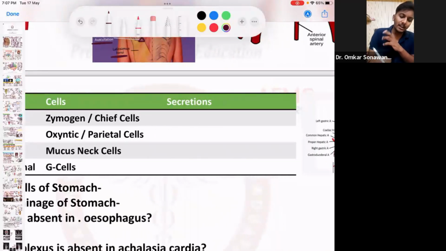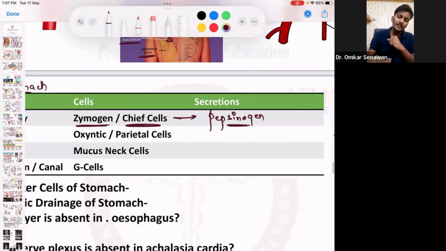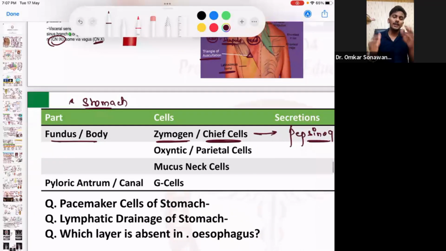Fundus या body में which cells are present? Zymogen cells, also called as chief cells, and they secrete pepsinogen. And pepsinogen is converted to pepsin. Pepsin is a proteolytic enzyme. This pepsinogen to pepsin conversion is done by HCl. So pepsinogen is secreted by which cells? Zymogen or chief cells located in the fundus or the body.